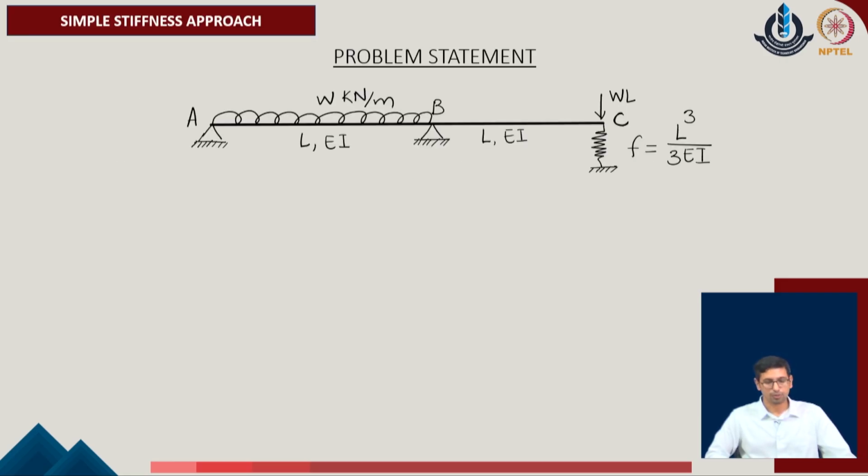As a part of the problem statement, we have a system which is subjected to a uniformly distributed load as well as a concentrated load, and one of the supports is provided with a spring, which has an identified value of the flexibility. One can also invert it and get the value of the stiffness for the given system, which could be defined as 3EI upon L cube. Now, we want to solve the given problem using the simple stiffness approach.